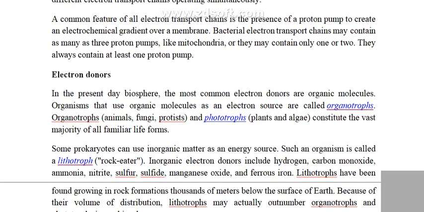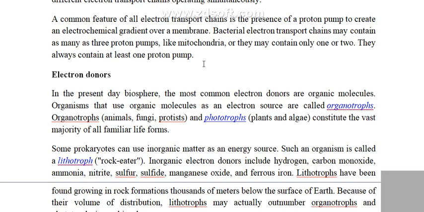So another common feature of the electron transport chain is the presence of a transport, that is a proton pump, to create an electrochemical gradient over the membrane. This I will explain to you. So it is very similar to the mitochondria.